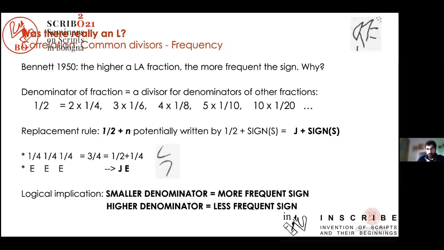or more signs. So as an example, if you have 1/4, 1/4, and 1/4, 3/4, you do what we have seen before. You replace 2/4 with J, and then you have only one E, and you get J E. If you think of this in terms of a system, what this means is that the smaller the denominator of a fraction, the more frequent its sign will be. And the higher the denominator of a fraction, the less frequent a sign will be.